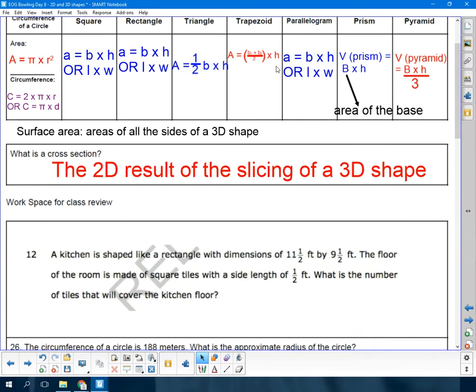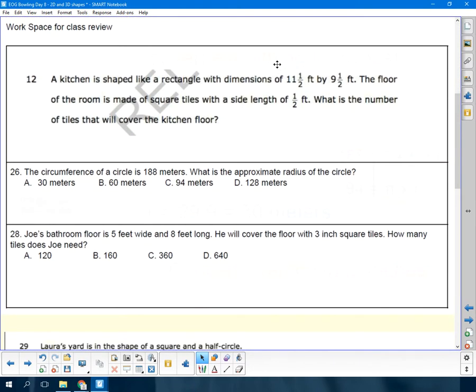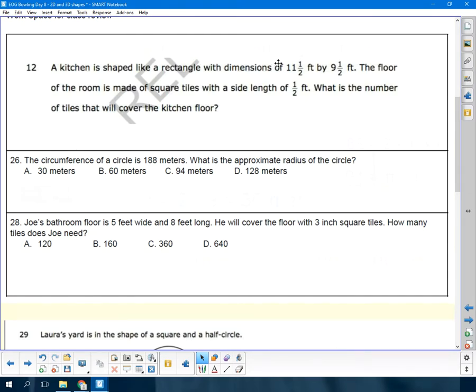I'm going to do one practice problem for you, and then I've got some hints for you on some other problems. I'm looking at this second problem, number 26. It says the circumference of a circle is 188 meters, and it wants you to find the approximate radius of the circle. Please keep in mind our circumference formulas from earlier in the notes. We said to find the circumference, you could do 2 times pi times radius or pi times diameter.